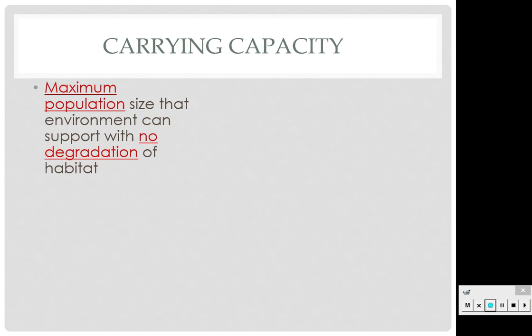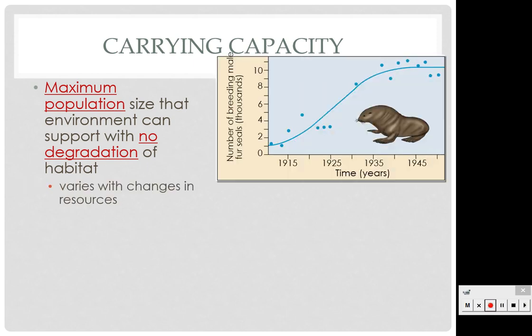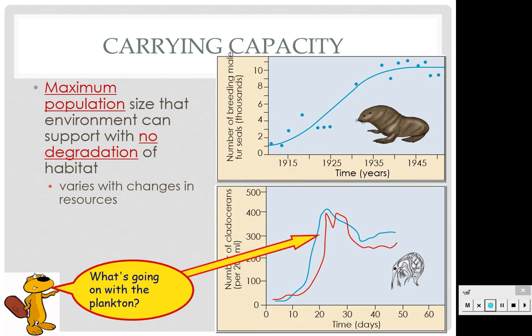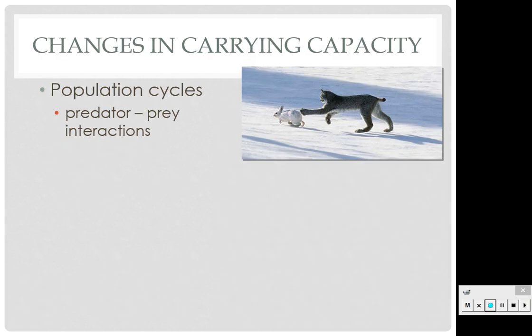Maximum population is the size that the environment can support with no degradation of habitat. Okay, it varies with changes in resources. The more resources, and that's why you see population growth like this. If you look at this, okay, the plankton, it could be due to water temperatures, it could be due to predators, and so forth and so on.